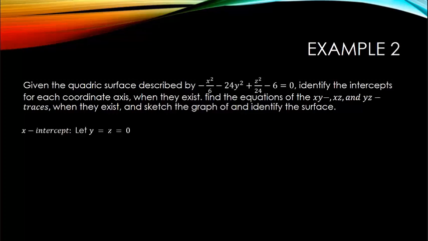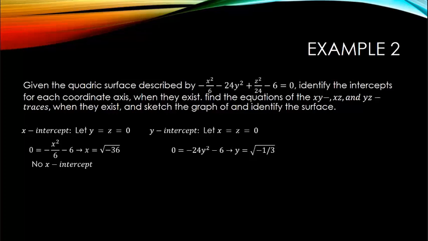My x-intercept is when y and z are 0. I get 0 is equal to negative x squared over 6 minus 6. This gives me x is equal to the square root of negative 36. This is not a real number, so there is no x-intercept. The y-intercept occurs when x and z are 0. I get 0 is equal to negative 24y squared minus 6, which tells me y is equal to the square root of negative 1/3. There will be no y-intercept.